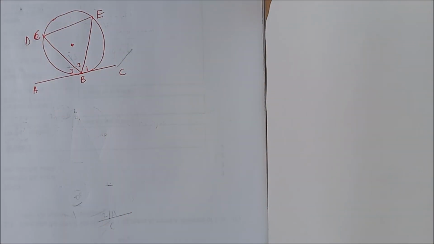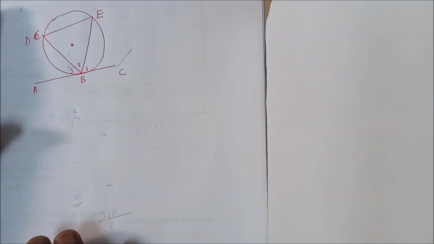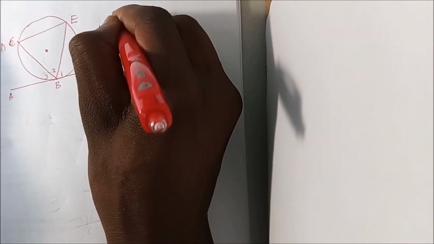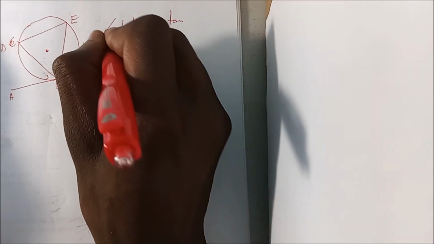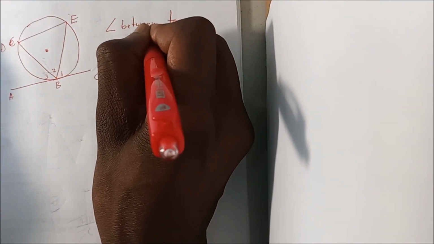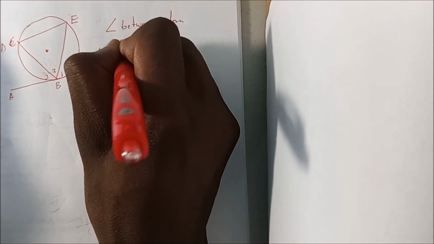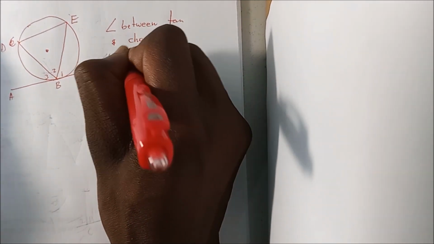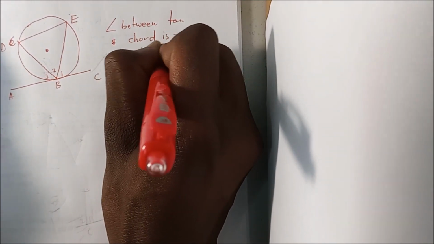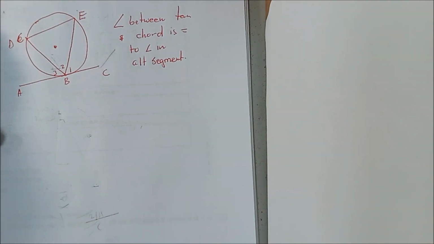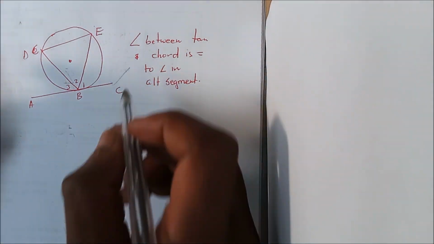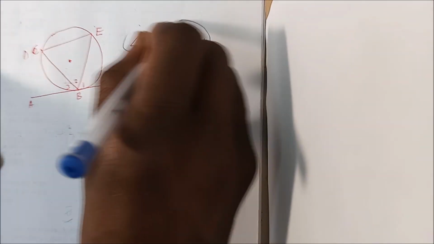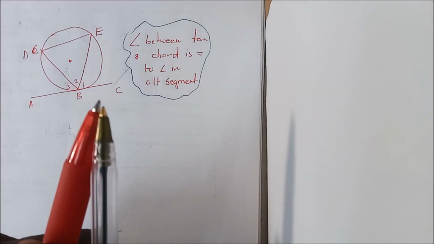For you to be able to master this theorem, you need to know this statement. Angle between tangent and chord is equal to angle in alternate segment. Believe me, if you can master the theory here, what this thing says, you'll use your pens like we did with angles in the same segment.